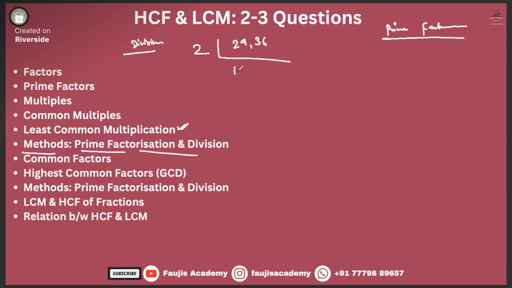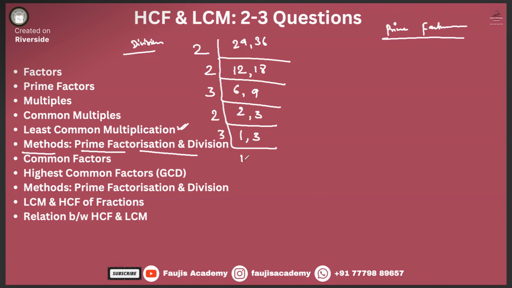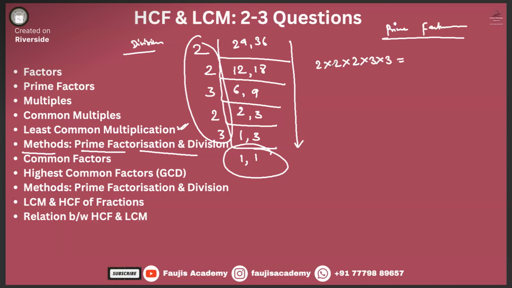It is divisible by 2, both of them: 12, 18. Divisible by 2: 6, 9. Divisible by 3: 2, 3. Divisible by 2: 1. This is not divisible, just write it down. 3, 1, divisible by 3: 1. Now you do it until in the end you are left with only 1 and 1. Now just multiply these numbers. If you multiply these numbers, what will you get?